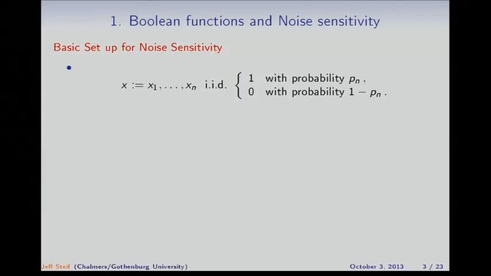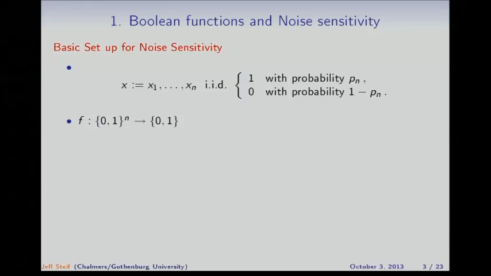Okay, so Boolean functions and noise sensitivity. What is the basic setup for noise sensitivity? Well, we have n random variables, x1 through xn. They're iid, and they're 1 with probability p_n and 0 with probability 1 minus p_n. In a lot of models, p_n will just be a half. But we allow it to depend upon n, and in particular for the Erdős-Rényi random graph model, it's very important that p_n will depend upon n.